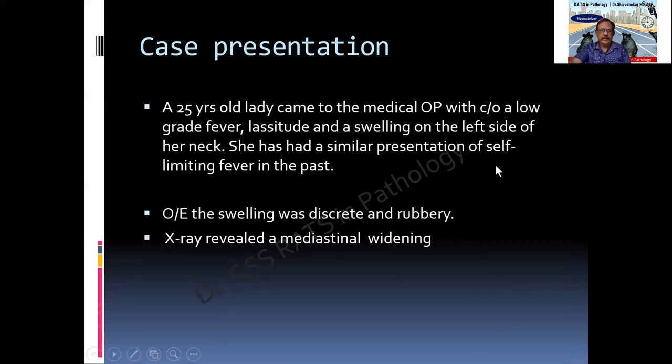We start with a case history as usual. A 25 years old lady came to the medical OP with complaints of a low-grade fever, lassitude, and a swelling on the left side of the neck. She has had a similar presentation of self-limiting fever in the past. So what are the positive things? A fever, lassitude, swelling on the left side of neck.